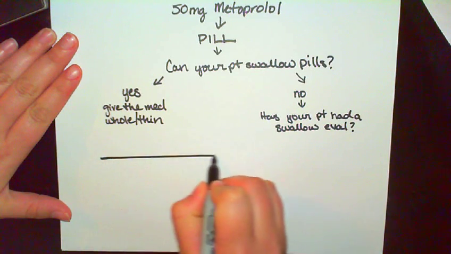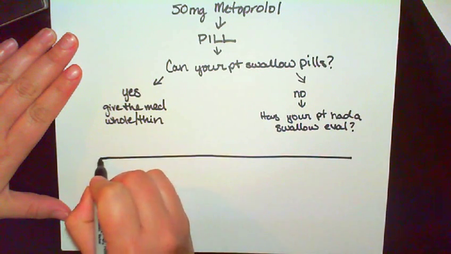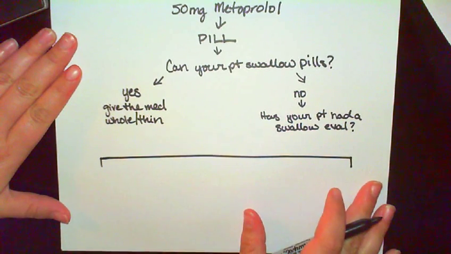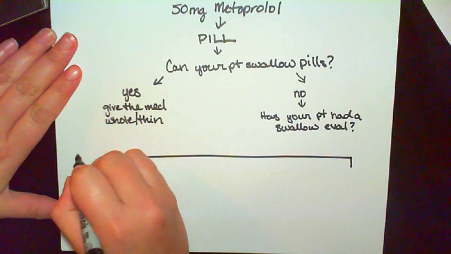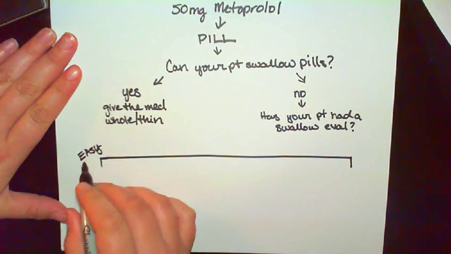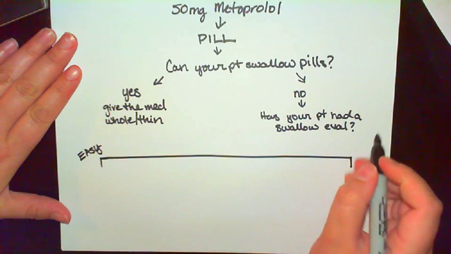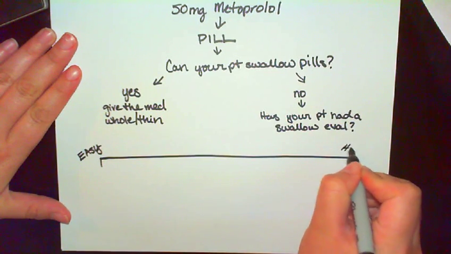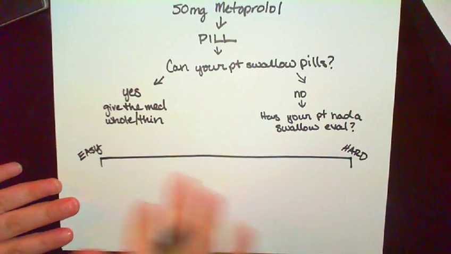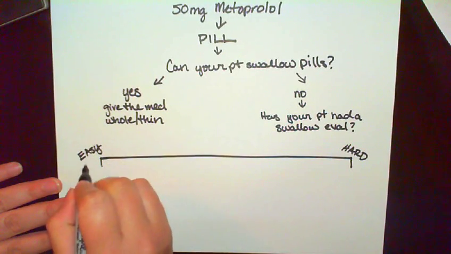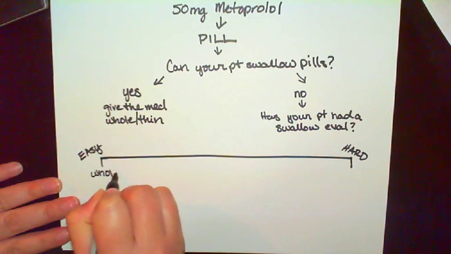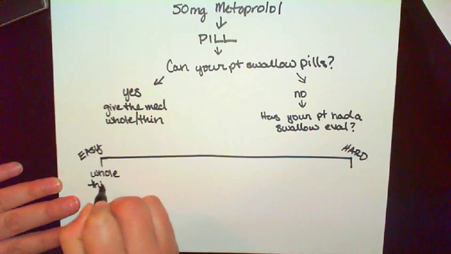And along this list of things they can come out with is what I like to call a swallowing continuum. Over here you have patients who take the exam, they swallow pills easily, no problem. And then you have patients over here that are very difficult. Okay, so let's start with easy. Here, these patients are going to be whole, thin.